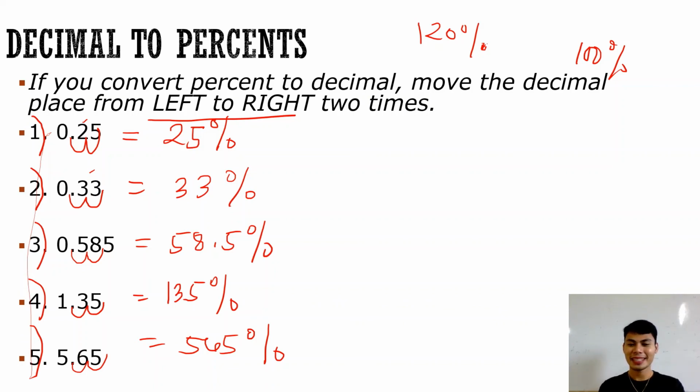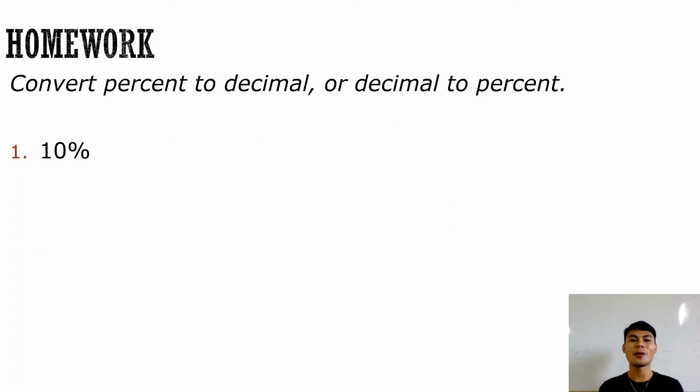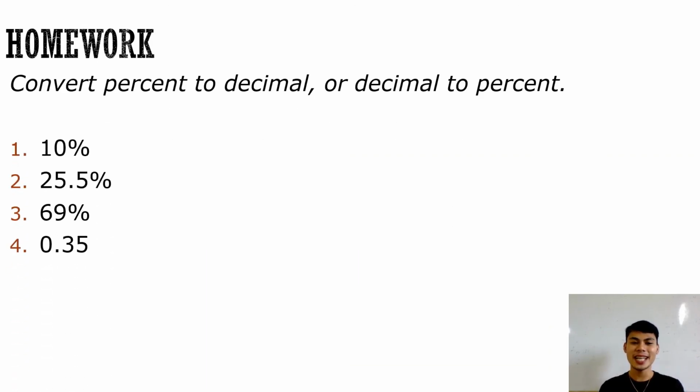Okay? At home, try this homework. 10%, 25.5%, 69%, 0.35, 0.80. The task is convert percent to decimal or decimal to percent. And that's it. Please comment your answer.